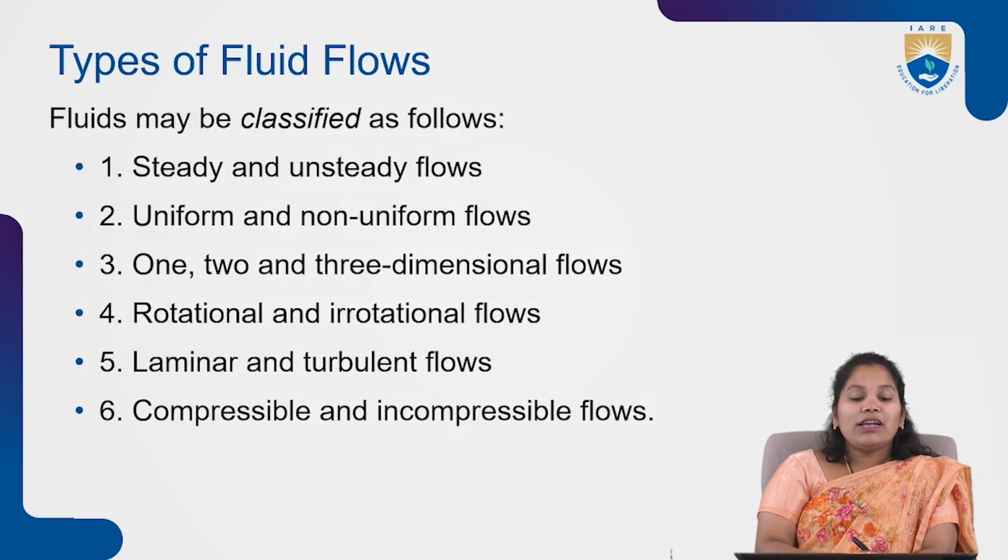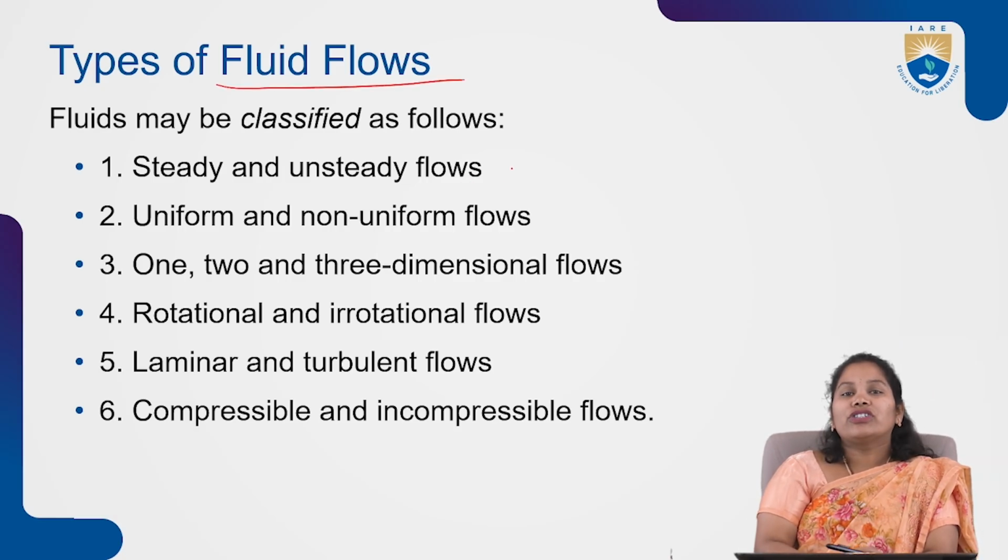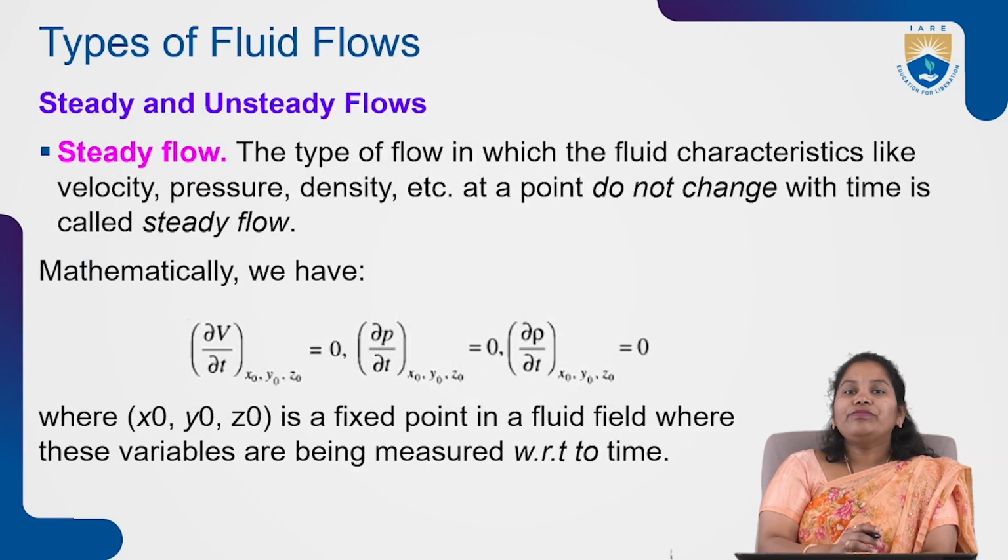So here is the classification of fluid flows. These are the types of flows, classified as steady flow, unsteady flow, uniform and non-uniform flows, one dimensional, two dimensional and three dimensional flows, rotational flows, irrotational flows, laminar flows and turbulent flows, compressible flows and incompressible flows. All these are the types of fluid flows. So here, the first classification of fluid flow is steady and unsteady flow.